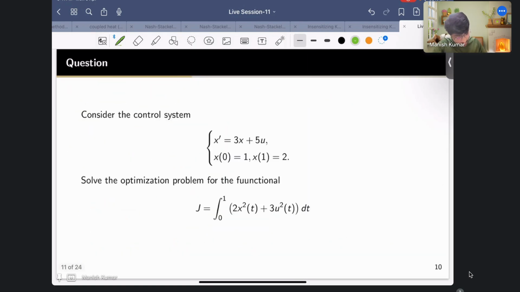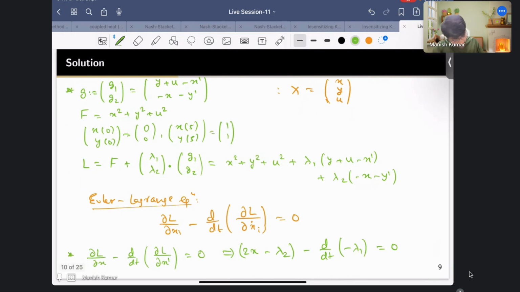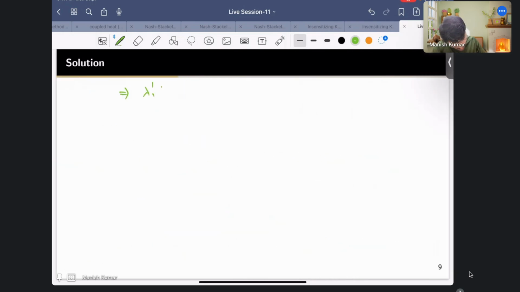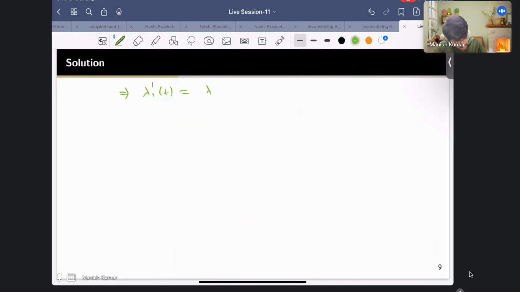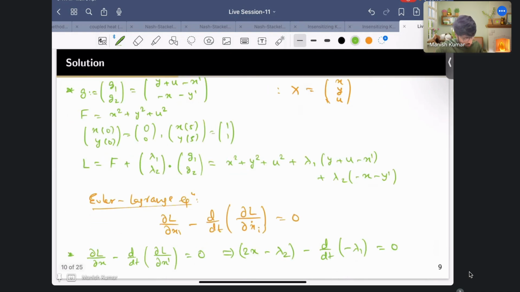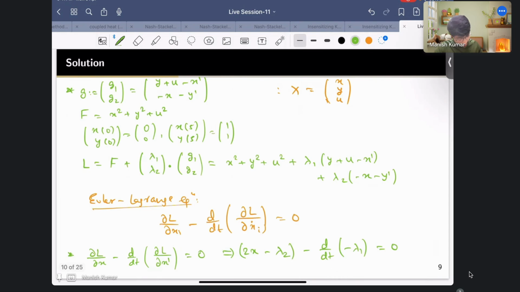So sorry, so what you get is lambda 1 prime t equals, so this is plus lambda 1 prime, right? And then you send it to the right hand side. So what you get is lambda 2 minus 2x. So this is lambda 2t minus 2 of xt, right? So this is your first equation. Now the second one would be del L by del u.